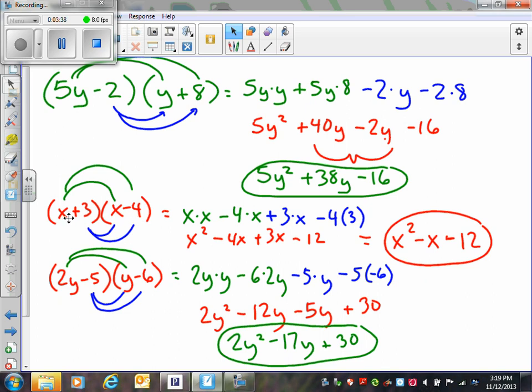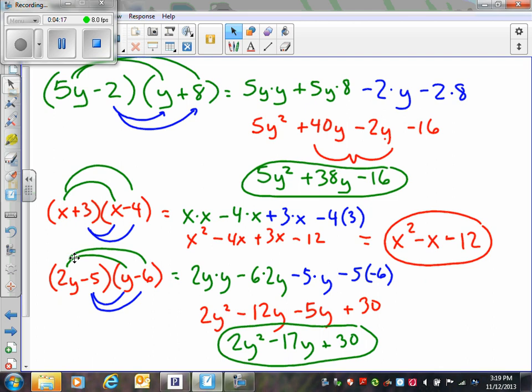So again, first terms, x times x. Outside terms, x times minus 4. Now notice I put the minus 4 in front because I want that minus sign, because it's going to be negative, which means subtract. And then 3 times x. And then 3 times minus 4 again. I put the minus 4 in front because a minus times a positive is a negative or a subtraction. So x squared minus 4x plus 3x minus 12. And the middle terms, minus 4x and 3x, are like terms. Minus 4 plus 3 gives me minus x. x squared minus x minus 12.